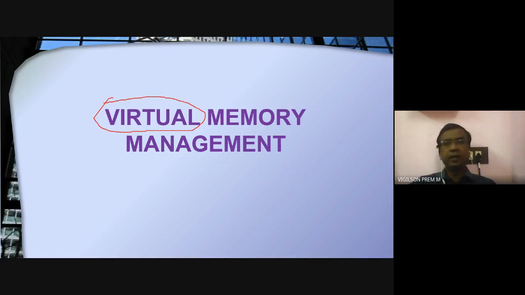Actually, it is not available, or in other words, physically it is not available. Imaginarily it is available, or virtually it is available. Okay, that is what we are going to talk about in virtual memory management. Memory is not there, but we assume that there exists some memory. Okay, let us go into detail.